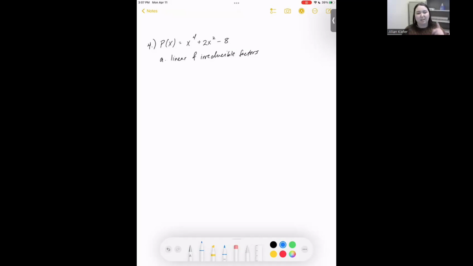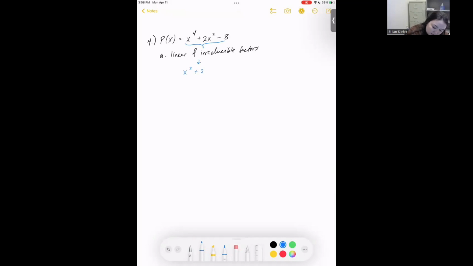And there is one. We're looking at this, we're thinking, x to the power of 4 plus 2x squared minus 8. My exponents have been doubled. And like we said earlier, if this were x squared plus 2x minus 8, I could factor this by figuring out the two numbers that multiply to negative 8 and add to 2.